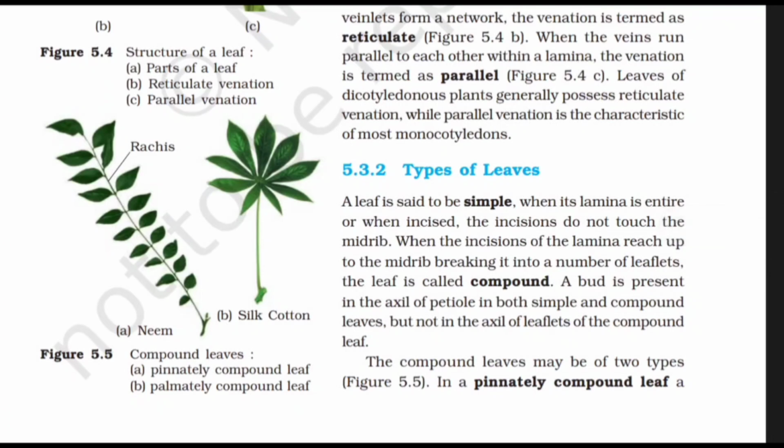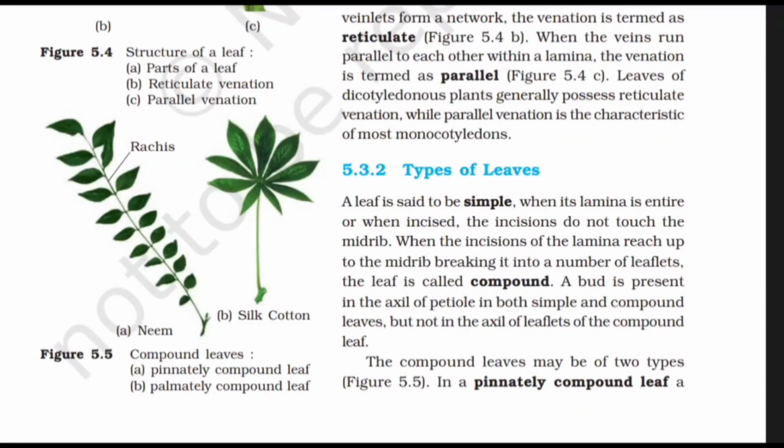5.3.2 Types of leaf. A leaf is said to be simple when its lamina is entire or when the incisions do not touch the midrib. When the incisions of the lamina reach up to the midrib, breaking it into a number of leaflets, the leaf is called compound. A bud is present in the axil of petioles in both simple and compound leaves, but not in the axil of leaflets of the compound leaves.